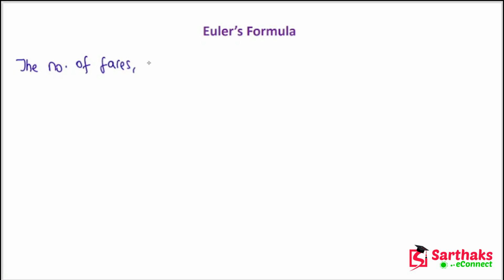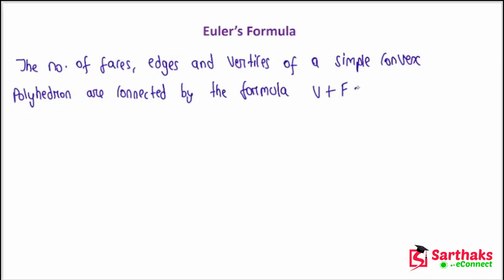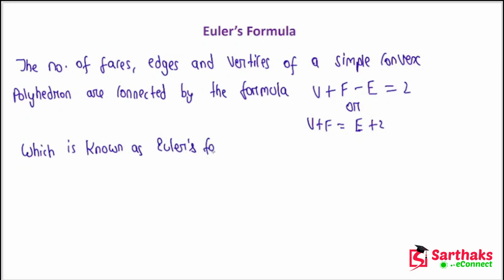the number of faces, edges and vertices of a simple convex polyhedron are connected by the formula V plus F minus E is equals to 2, or you can write it V plus F is equals to E plus 2, which is known as Euler's formula.